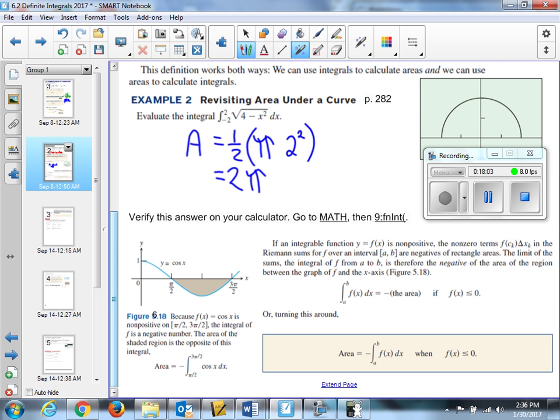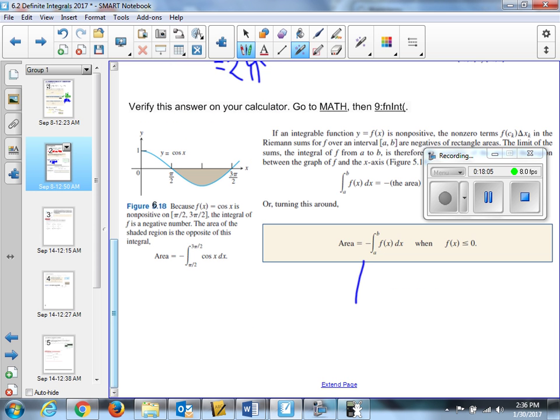So if you just want the absolute value of the area under a curve, just take the opposite sign. That's what this tells you here. If you get a negative area from some portion, take the opposite sign. If you got -2 as your answer, +2 is the area.